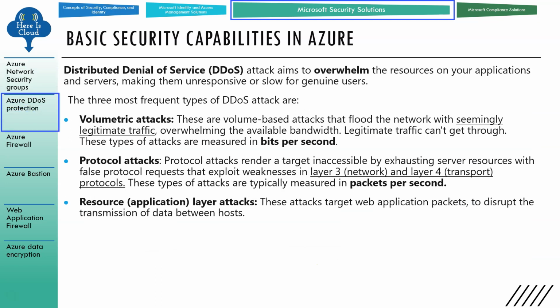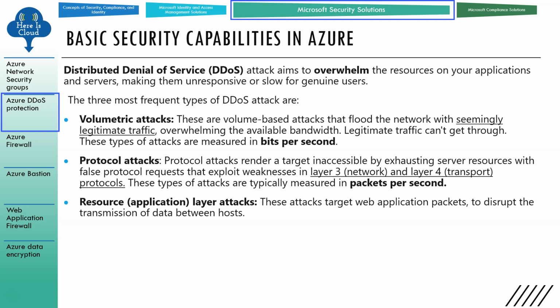Next, we are going to talk about Azure DDoS protection. DDoS stands for Distributed Denial of Service. It is an attack that aims to overwhelm the resources on your application or server, making them unresponsive or slow for genuine users. There are 3 most frequent DDoS types: volumetric attack, protocol attack, and resource layer attack.